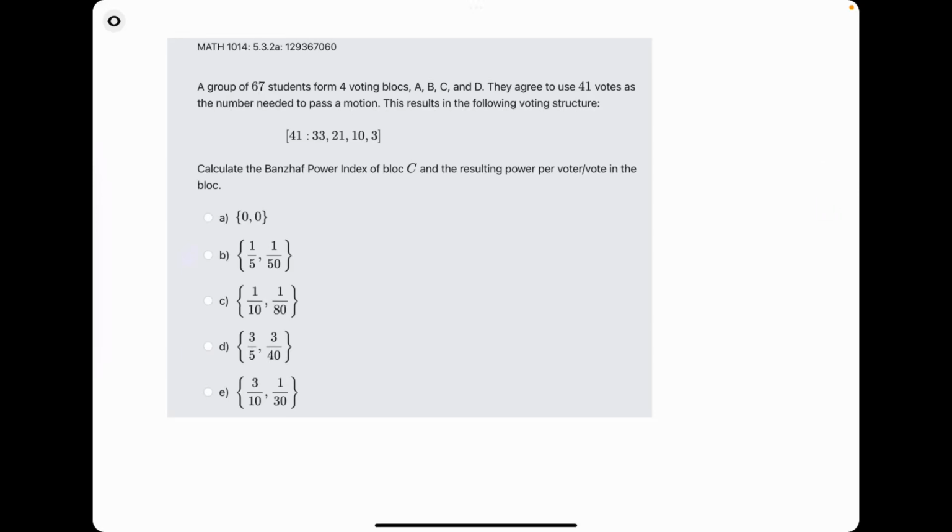Okie dokie. In this problem, they say a group of 67 students form 4 voting blocks, A, B, C, and D, and they agree to use 41 votes as the number needed to pass a motion. This results in the following voting structure. Calculate the Banzhaf power index of block C and the resulting power per voter / vote in the block.